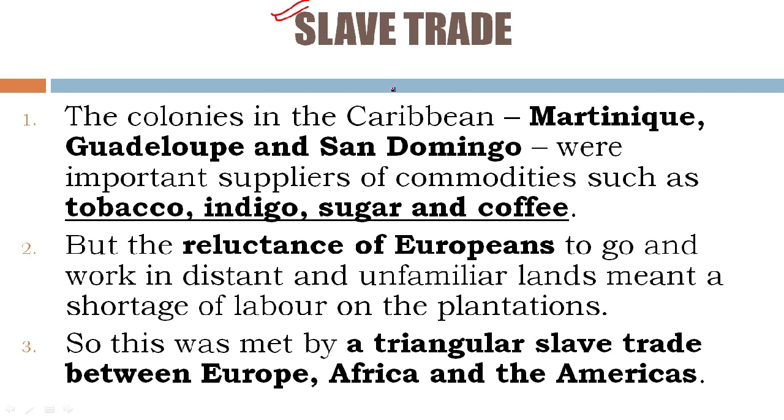So as you can see here, students, the region is the Caribbean, and these three were the colonies. Martinique, Guadeloupe and San Domingo were important suppliers of commodities such as tobacco, indigo, sugar and coffee. Students, the region of the Caribbean is a very fertile region as far as plantation crops or plantation agriculture is concerned. So we see in this slide that tobacco, indigo, sugar and coffee are being supplied.